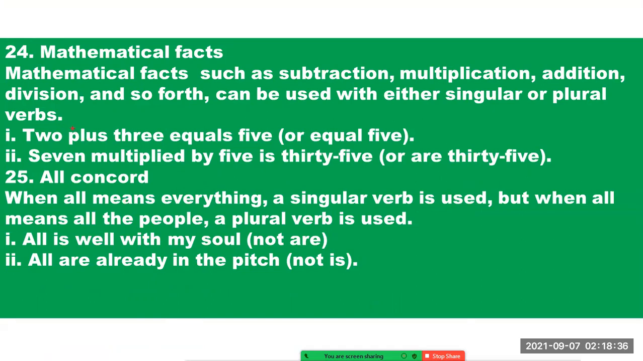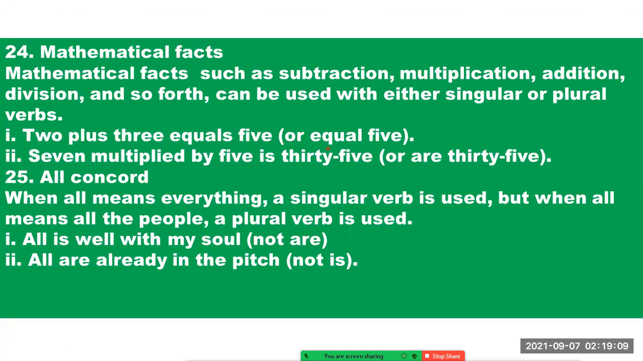And this concerns mathematical facts. Mathematical facts such as subtraction, multiplication, addition, division, and so forth can be used with either singular or plural verbs. For example, you can say 2 + 3 equals 5. You can also say 2 + 3 equal 5. So you can either use a singular verb or a plural verb. Whichever verb you use is correct.